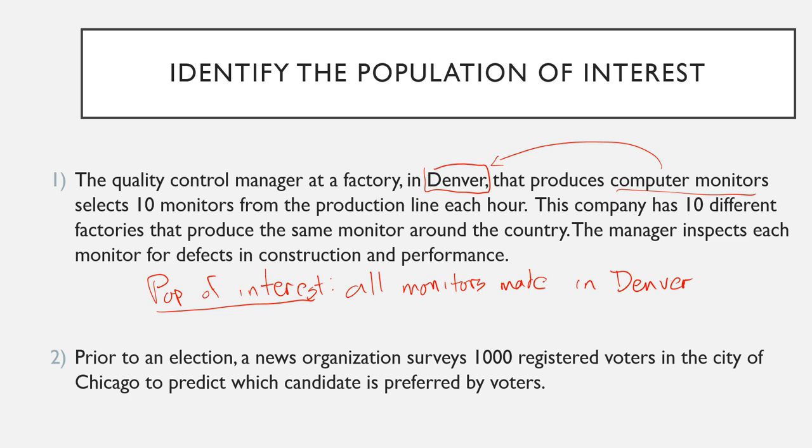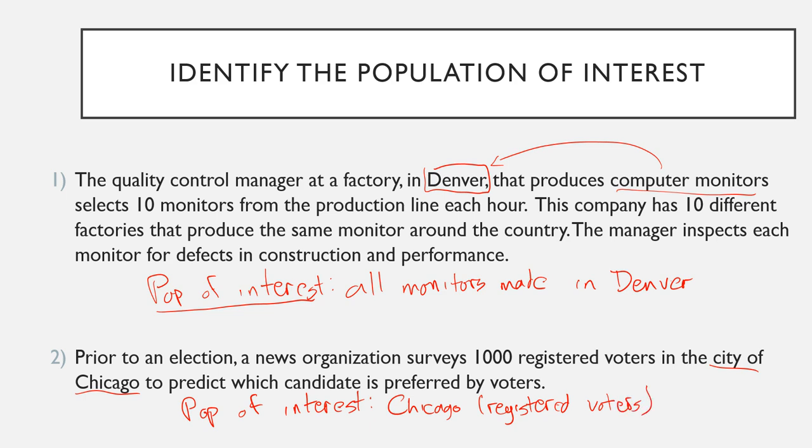So again, the only claims that can be made about the sample or the population is that one group out of Denver. Another example: prior to an election, a news organization surveys 1,000 voters in the city of Chicago to predict what candidate is preferred. Well, again, all they talk to are people in Chicago. So this is not a sample that could be representative of the country as a whole. The population of interest here, they could gauge, hey, where does it look like people in Chicago? And maybe even more specifically, since they only talk to registered voters, that's all they could really make claims about.